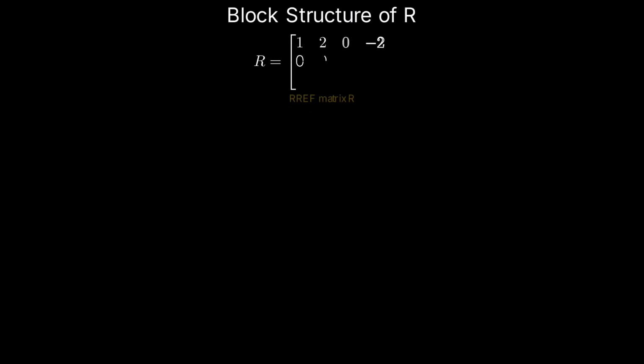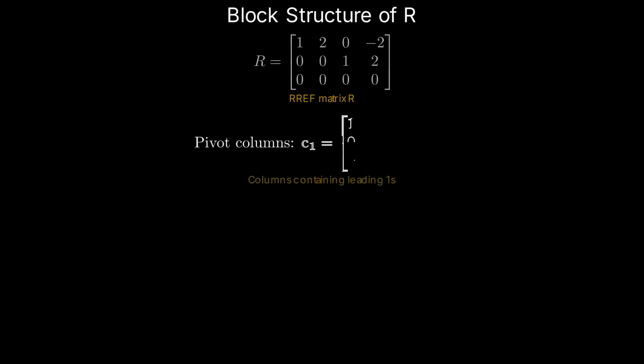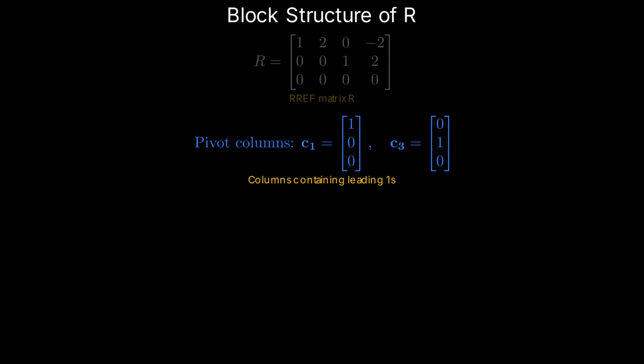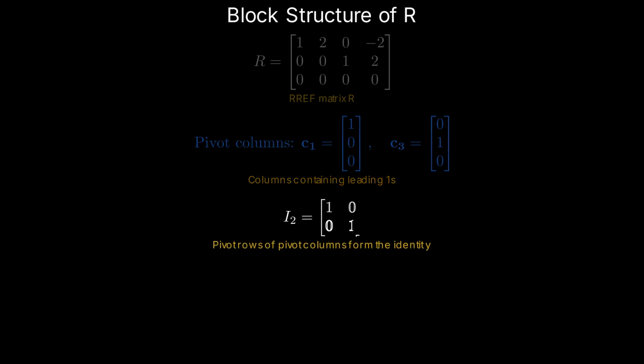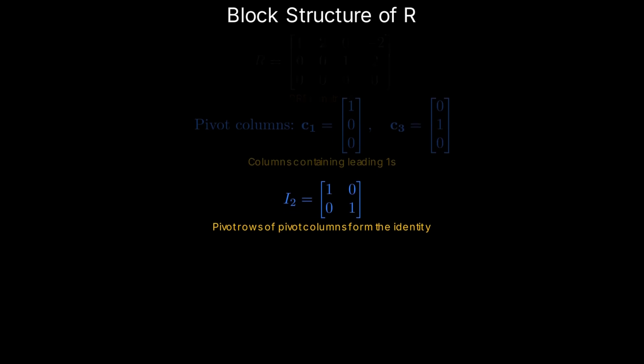Now let's look at R and find its hidden structure. Start by highlighting the pivot columns. Columns 1 and 3. Column 1 reads 1, 0, 0. Column 3 reads 0, 1, 0. If we extract just the pivot rows from these 2 columns, we get the entries 1, 0 in the first row, and 0, 1 in the second row. Together they form the 2 by 2 identity matrix, I sub 2, sitting inside R.